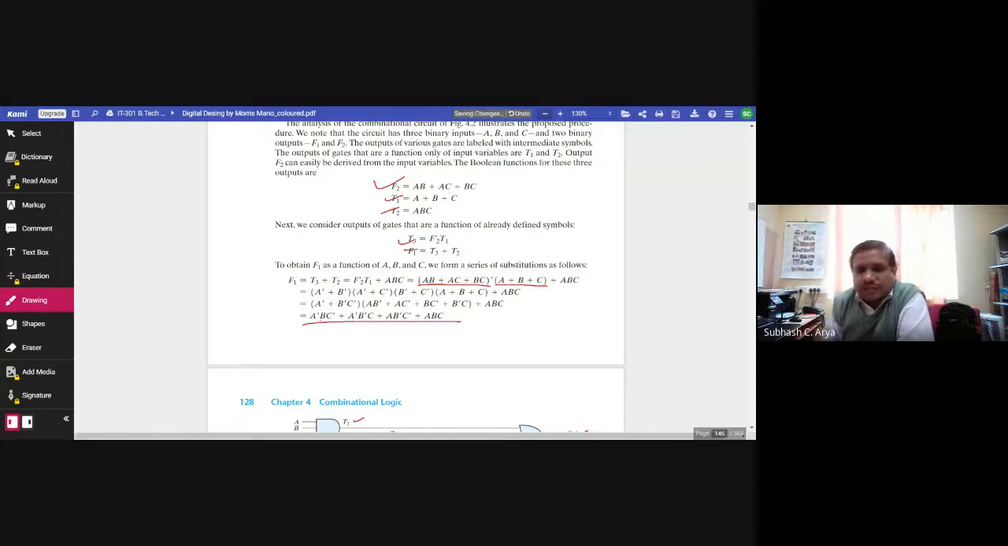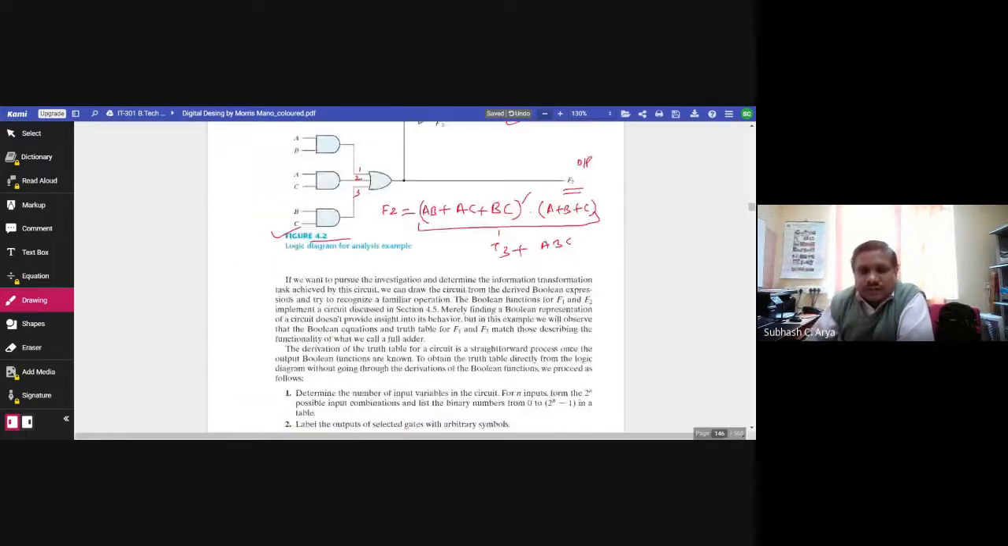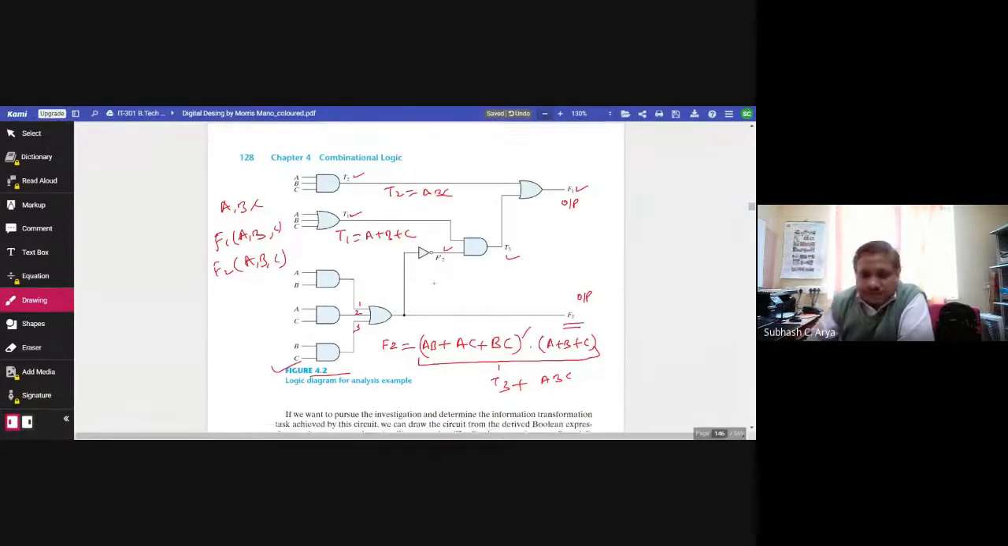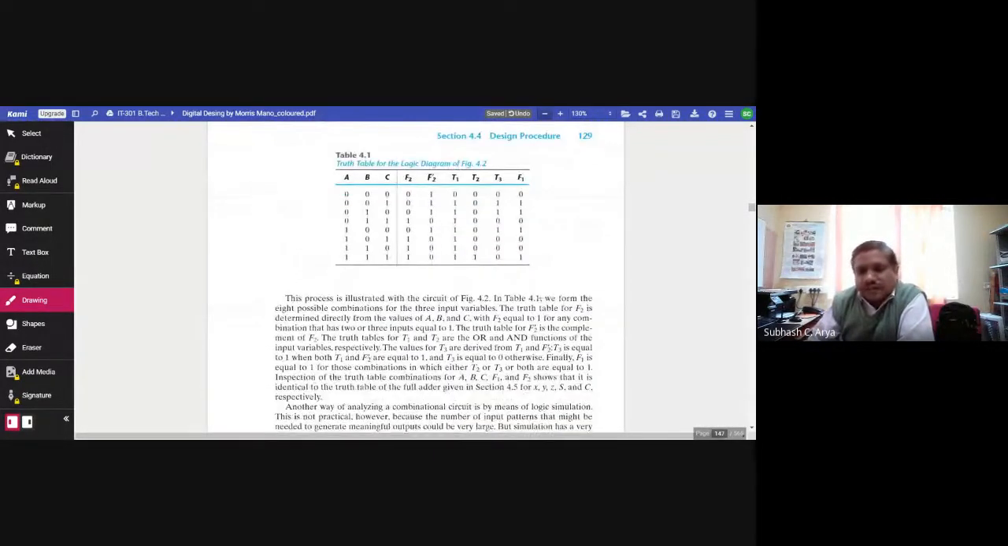F1 is equal to A bar, B, C bar plus A bar, B bar, C plus A, B bar, C bar plus A, B, C. So this is the function. And after that, we can write the truth table. Since in this diagram you can see three variables, A, B, C, F1 is a function of A, B, C, and F2 is also a function of A, B, C. We now have the expression of F2 as well as the expression of F1. Based on that, we can write the truth table.